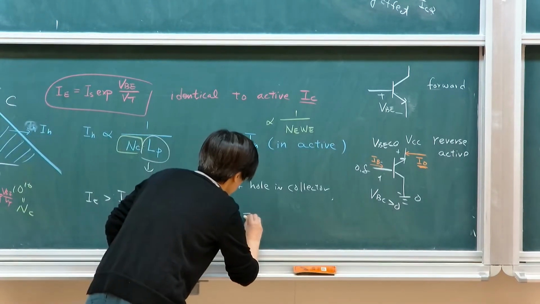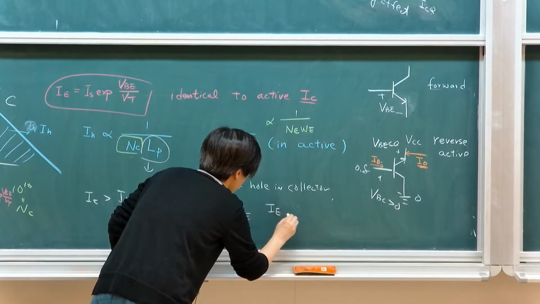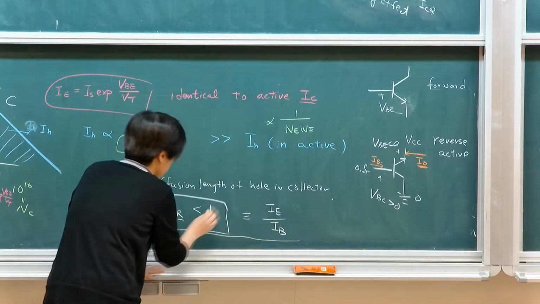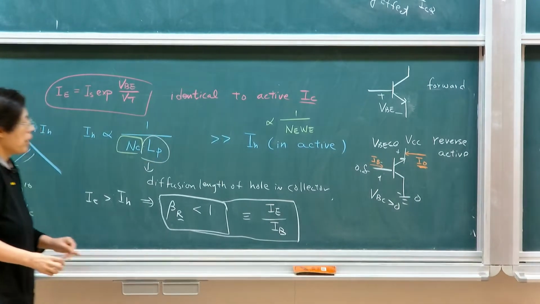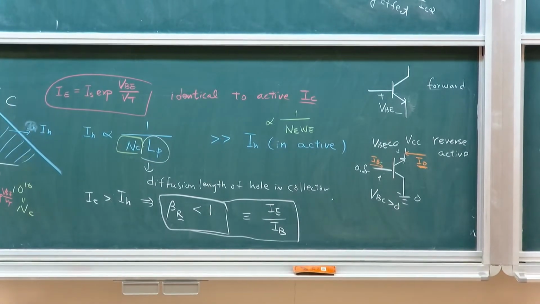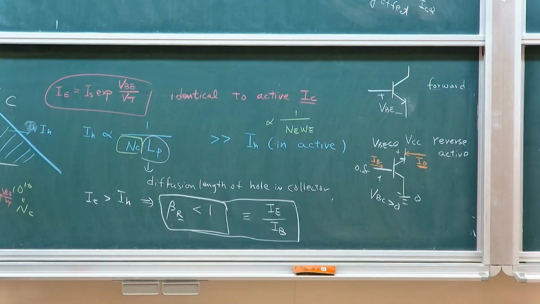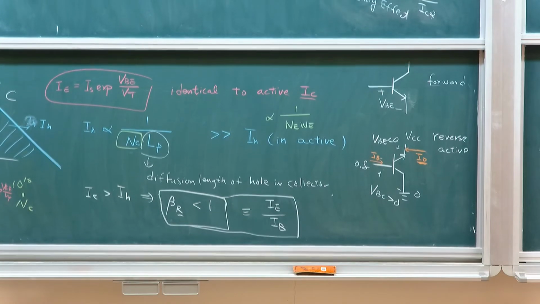This will be defined as IE over IB in reverse active. Okay? So a current gain less than 1 doesn't really help you. You're paying too much, and it leads to very poor transistor amplification performance. Therefore, you typically want to avoid that, or avoid misconnecting your circuits. Okay?